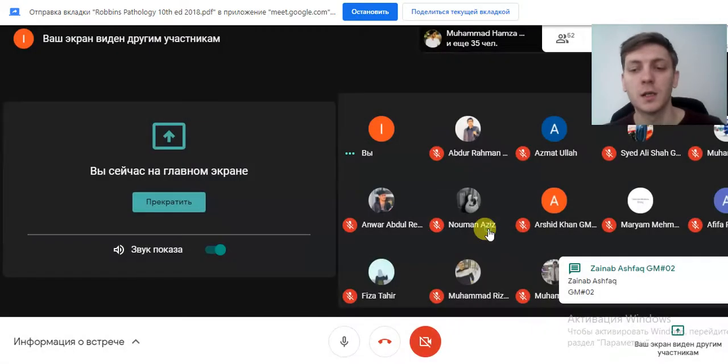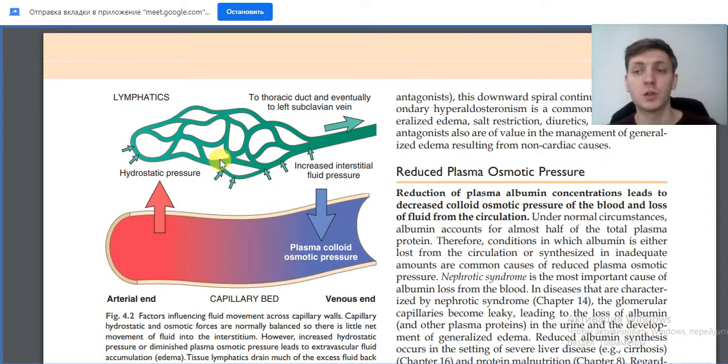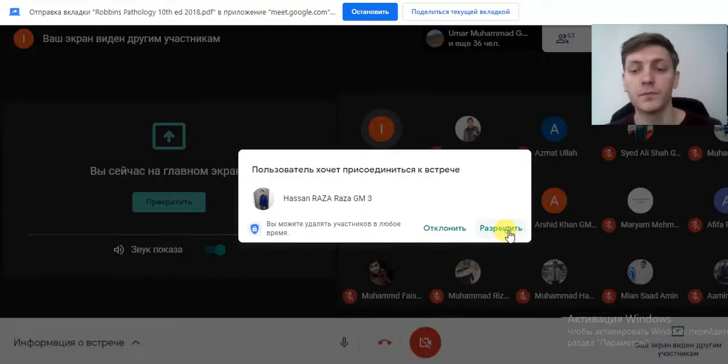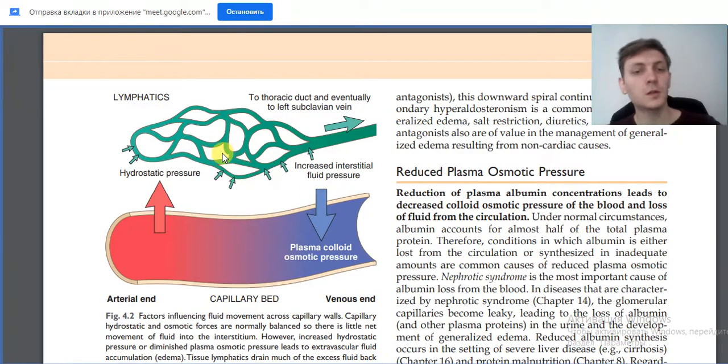Secondly, increased osmotic pressure in the interstitial space can also attract more water to this area. And then the fluid might not be returned because of decreased osmotic pressure inside the blood. Due to this, liquid is collected in the interstitial space. And I said one of the reasons is inflammation here.